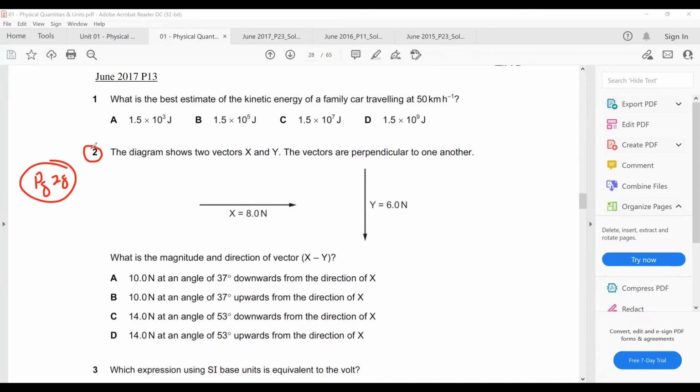Now the diagram here shows two vectors x and y. The vectors are perpendicular to one another. What is the magnitude and direction of vector x minus y? Okay, now this one here, I need to kind of explain to you again something else.